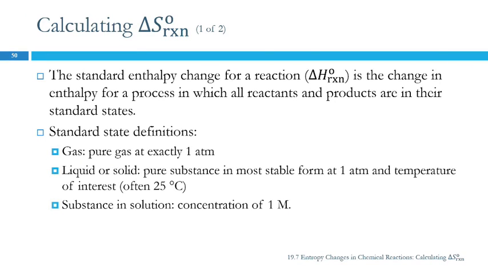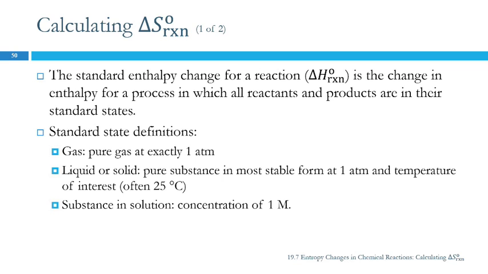Okay, we're going to be talking about calculating the change in entropy. In Chem 1A, we learned about standard enthalpy change for a reaction, delta H with a little degree sign here, and that was the change in the enthalpy for a process in which all the reactants and all the products were in their standard states, right? That doesn't happen very often, but it's kind of like a benchmark value.